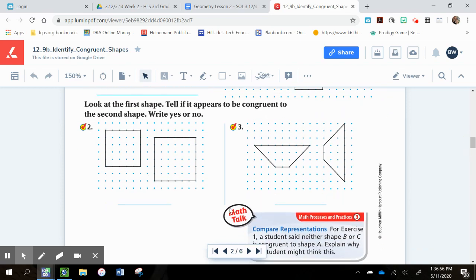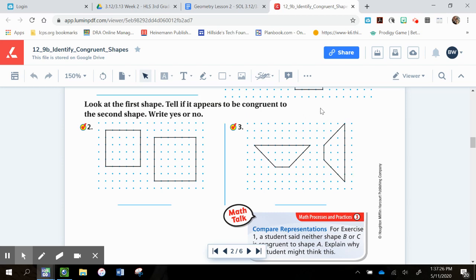Look at the first shape and tell if it appears to be congruent to the second shape, right? Yes or no? The way we can tell that these two shapes aren't congruent, we can actually count how many dots they go. So 1, 2, 3, 4, 5, okay? This one, 1, 2, 3, 4, 5, 6. So that's how you can tell those two are not congruent.